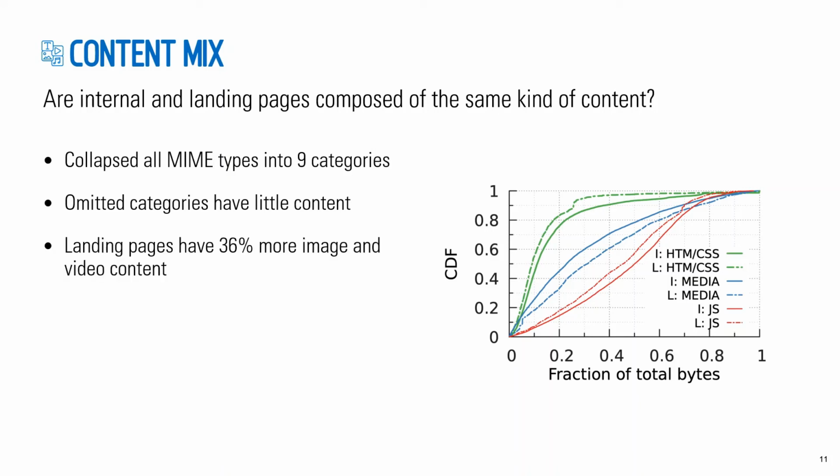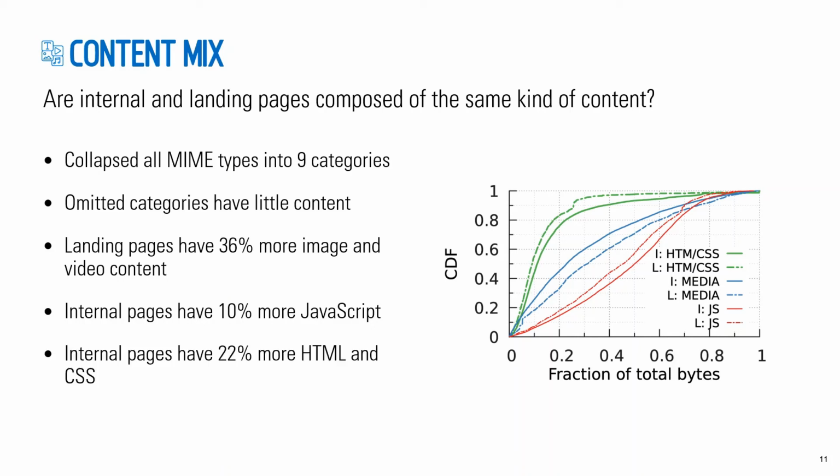As you can see, landing pages in the median have 36% more content in the media category, which is images and video. On the other hand, internal pages have 10% more JavaScript. And they also have 22% more HTML and CSS content as a fraction of total page size. So, landing pages have more images than internal pages do. Perhaps this is one hint as to why landing pages are faster despite being heavier.